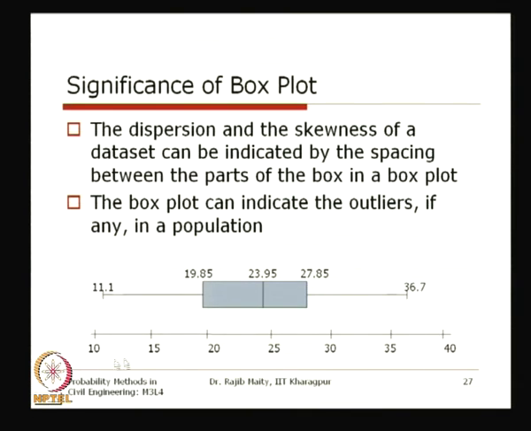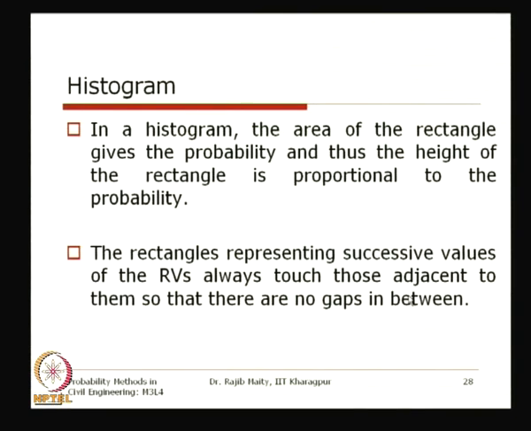So here is one example. This is the real axis, where the box plot is shown. 11.1 is the sample minimum or the 5th percentile, 19.85 is your first quartile, 23.9 is the median or second quartile, 27.85 is the third quartile, and 36.7 is the 95th percentile or the sample maximum value.